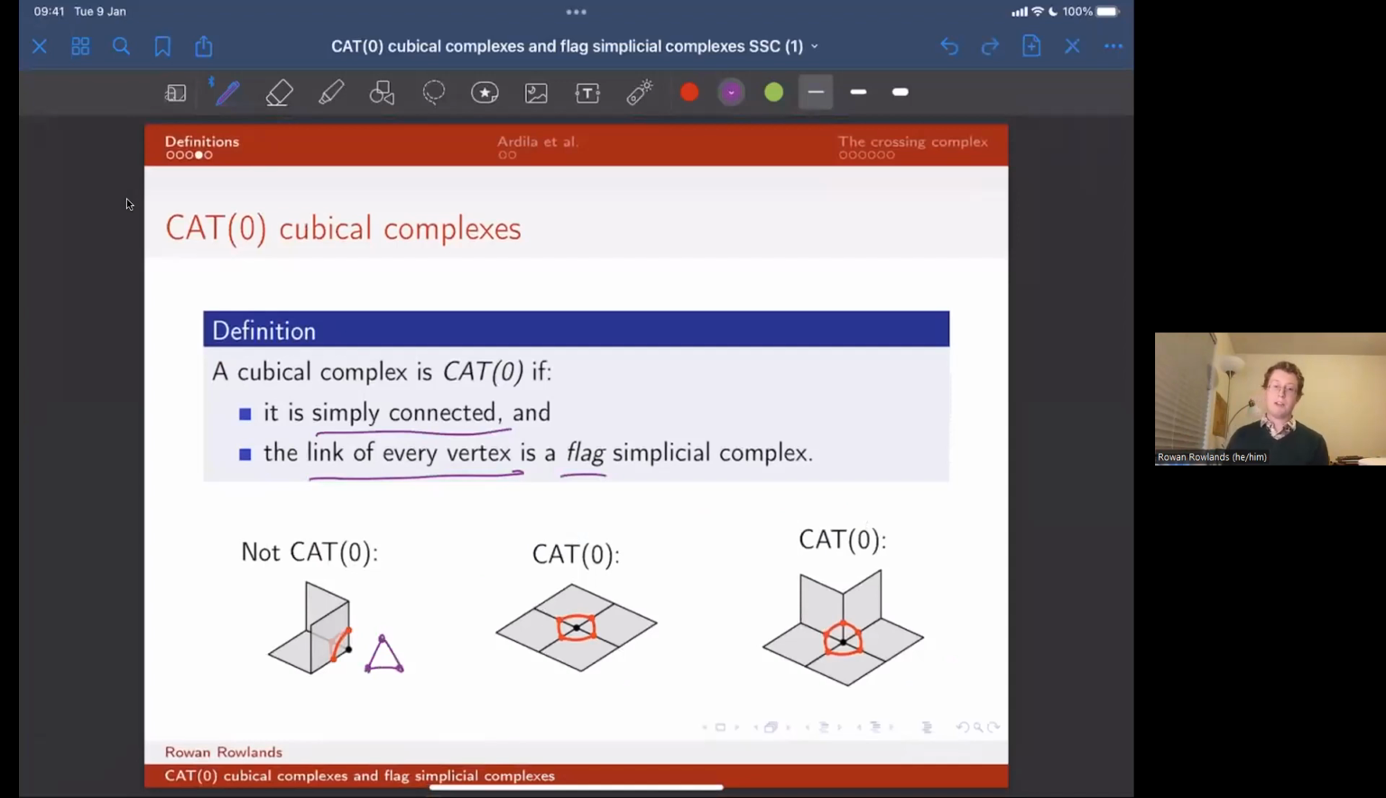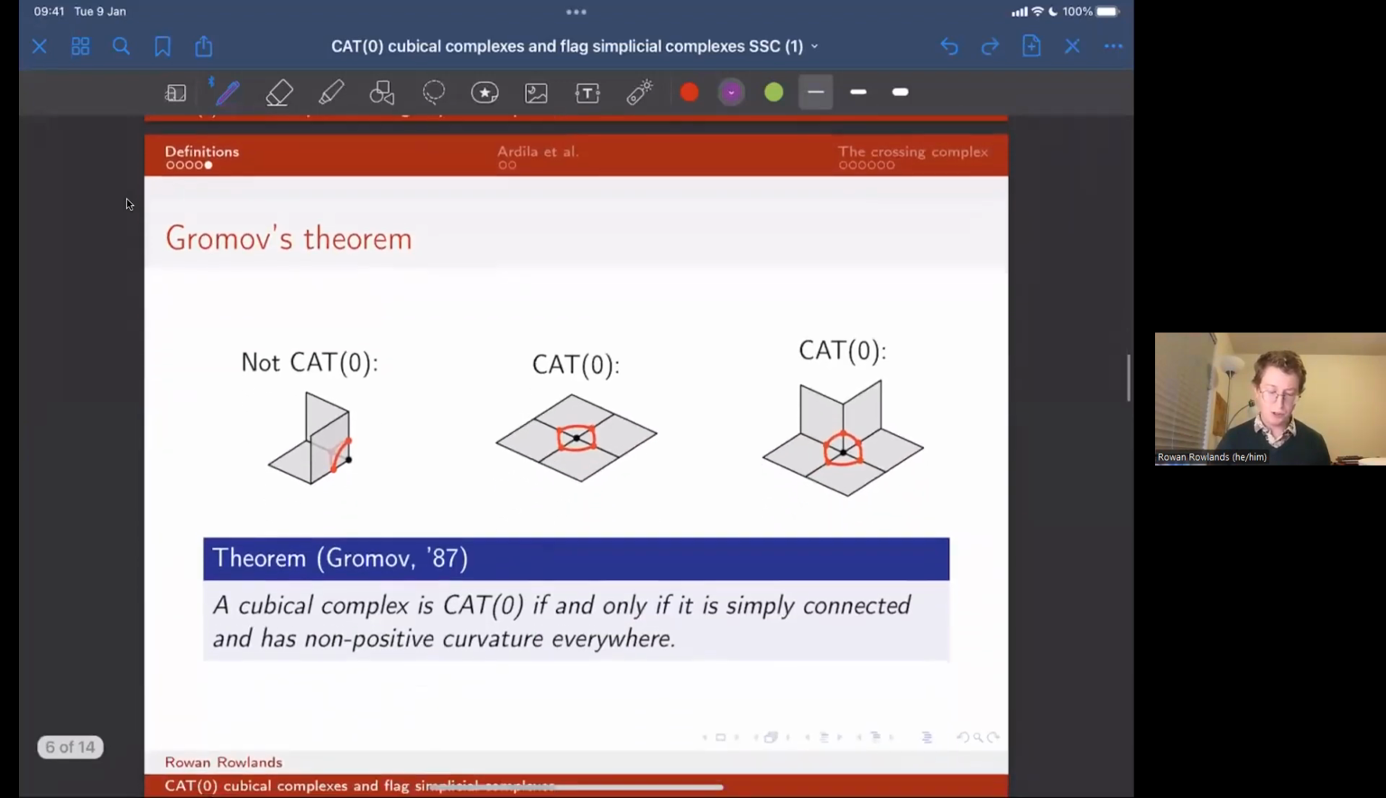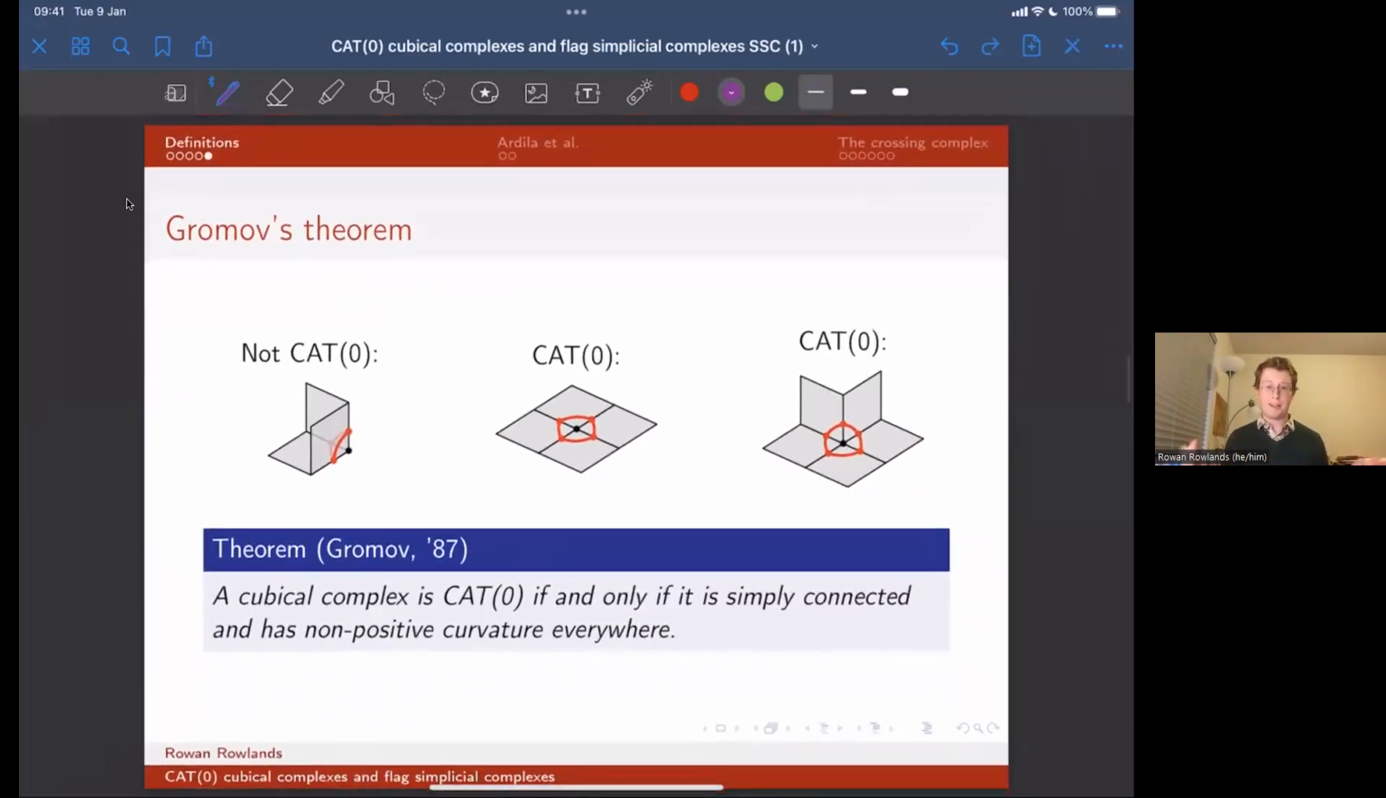All right, so this is the definition we're going to use today, but I'll just make a historical note that the reason these things were first studied was from a metric space perspective. So the definition that was first used was this one that I'm calling a theorem here. It was Gromov who first proved that they were equivalent. This other condition says that a cubical complex is CAT0 if and only if it still needs to be simply connected, and also it has non-positive curvature at every point, whatever that means.